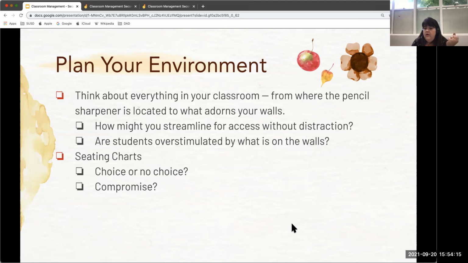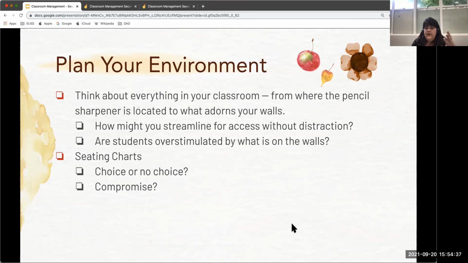What I read in the article is that this is a bigger problem for elementary students, but what is on your walls should be purposeful. It should be engaging. Now, I believe that your classroom is like a reflection of you as a teacher and your personality, and it's one of the ways that you first connect with students. So there has to be that too.